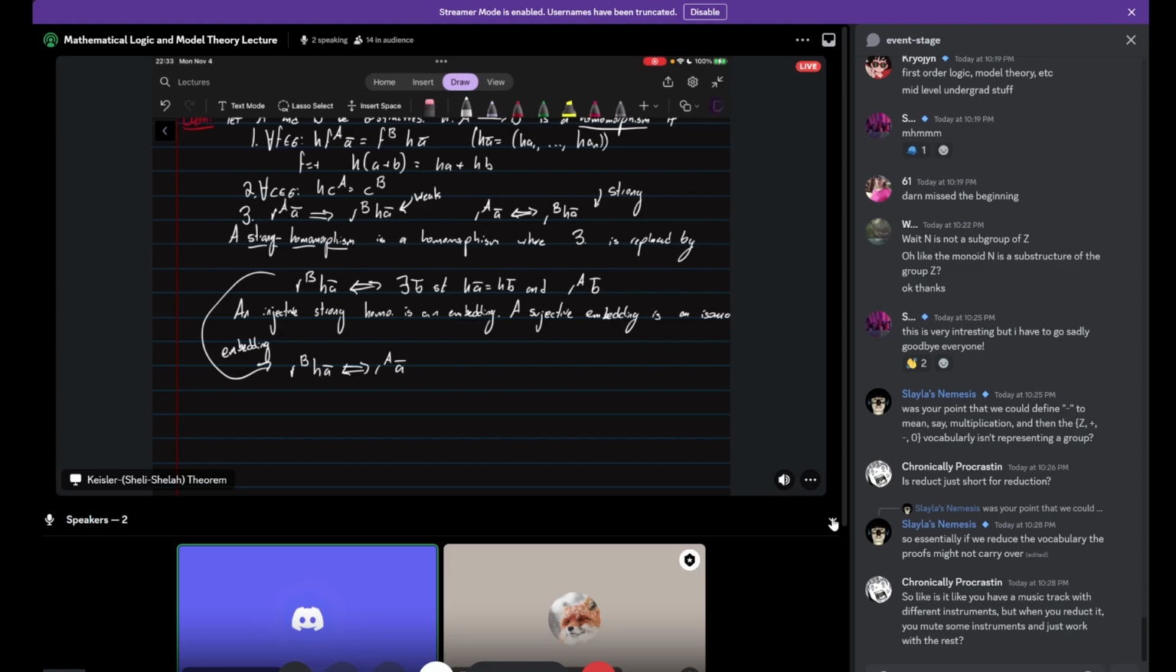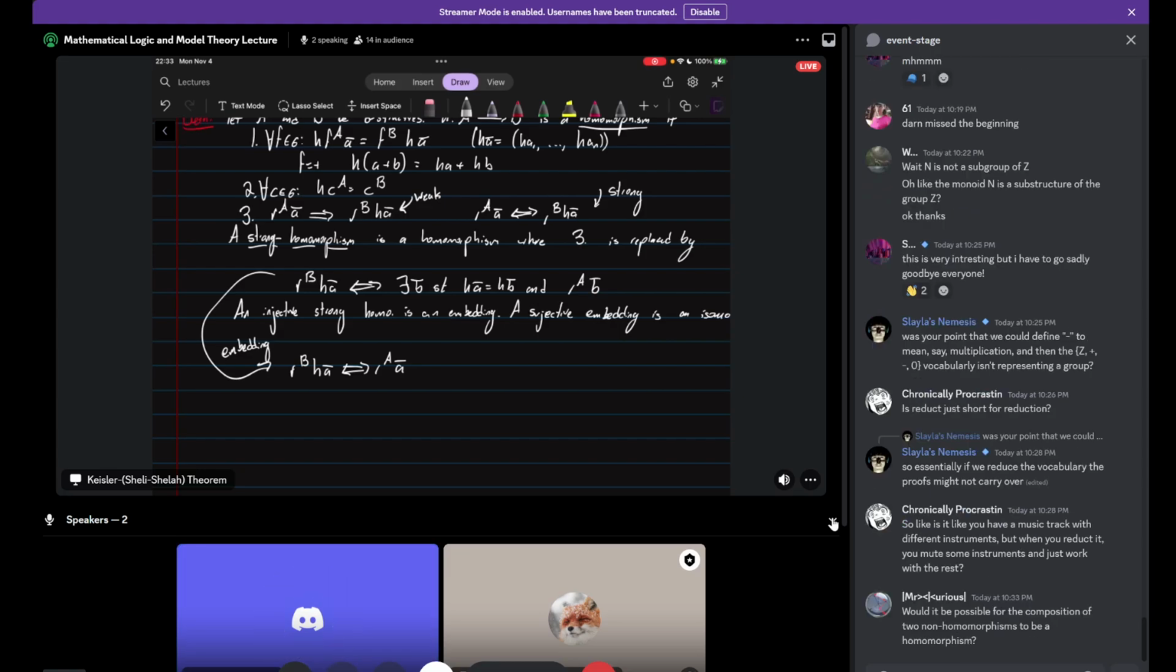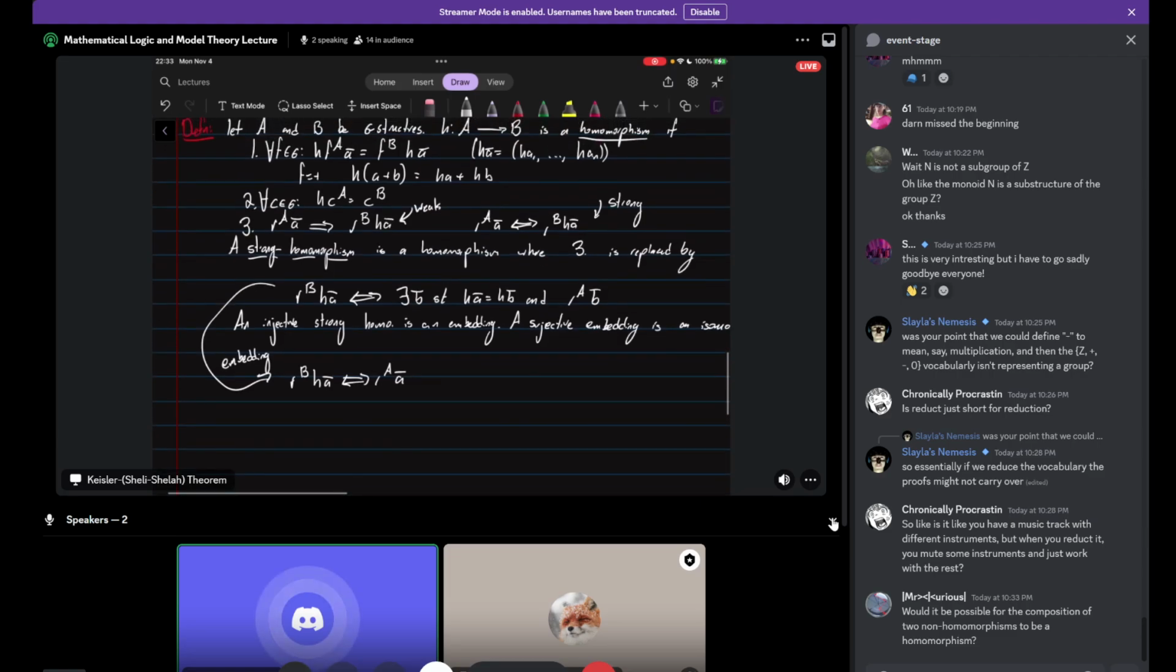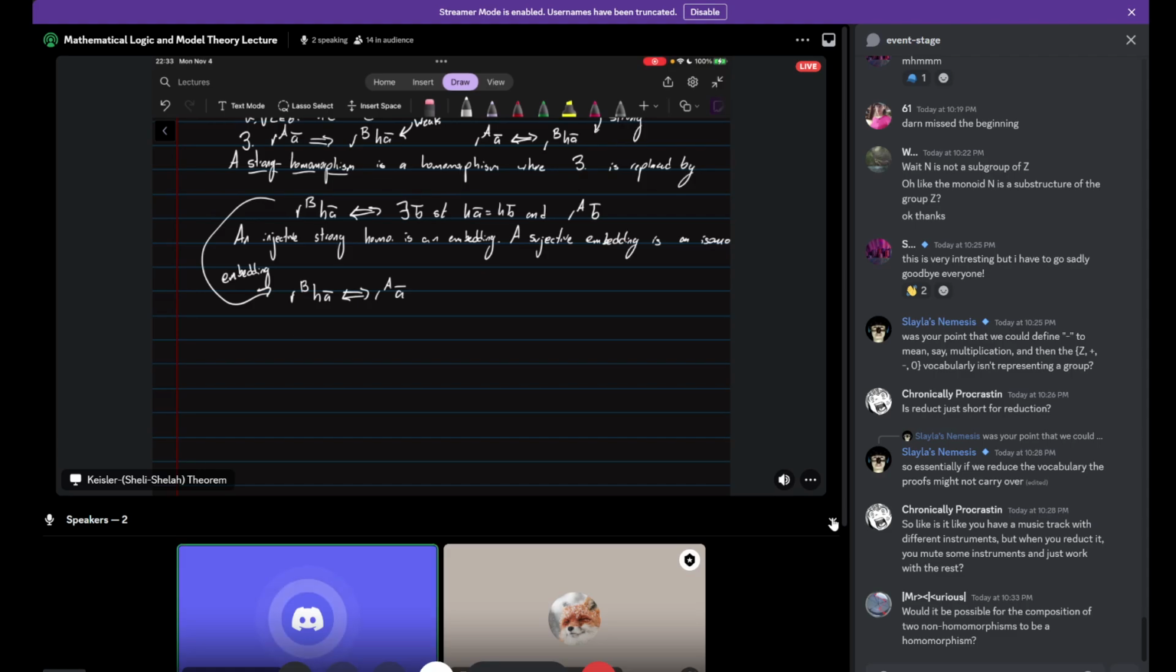And for a surjective homomorphism, you can simplify this further. It's something like R^B of B if and only if... R^B is all the B such that, or is it all the H(A) such that R^A(A)? If H is surjective, then you can explicitly find what R of B is. It's all the H(A)'s such that A satisfies the relation.